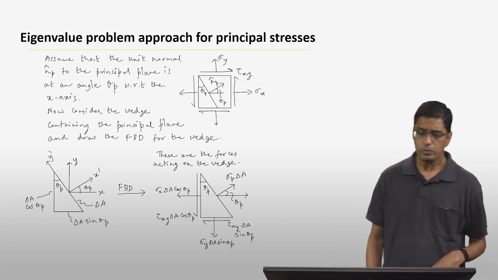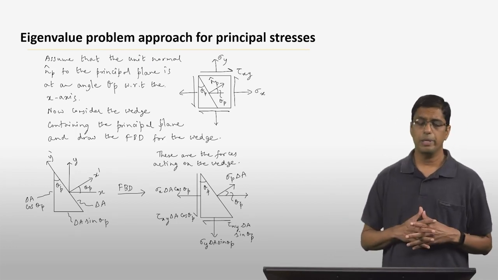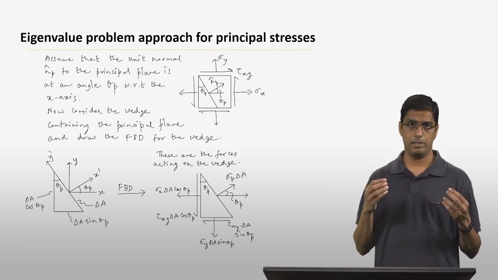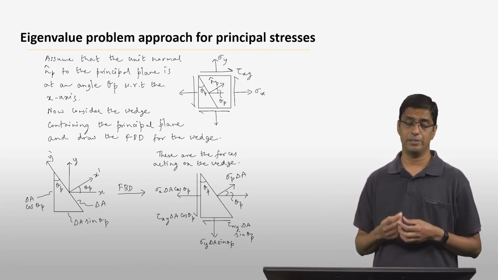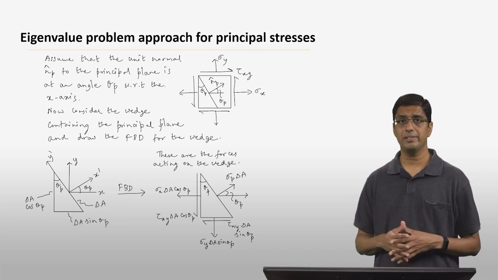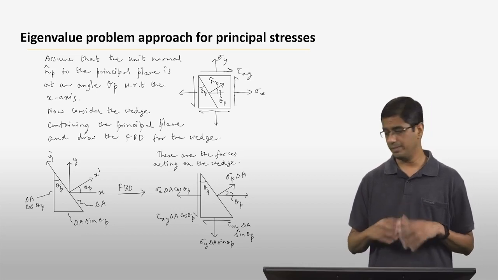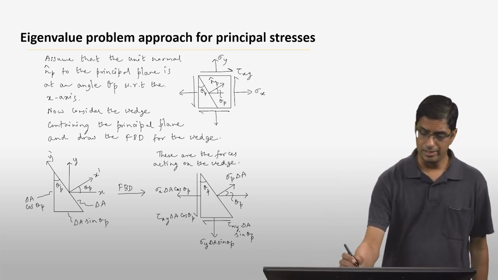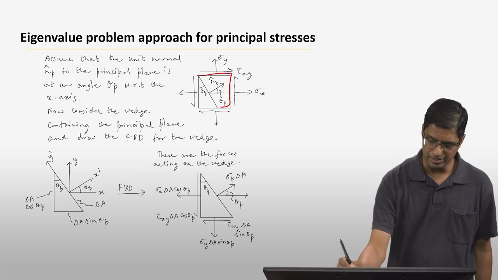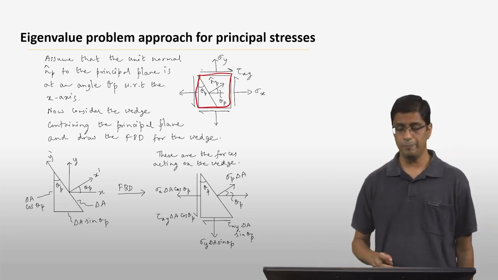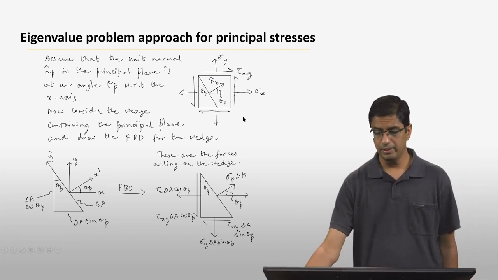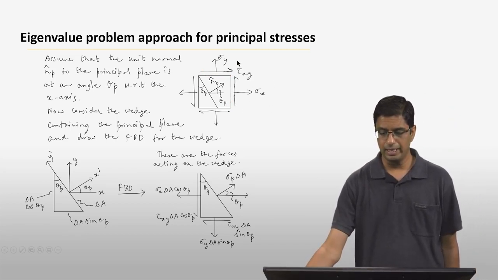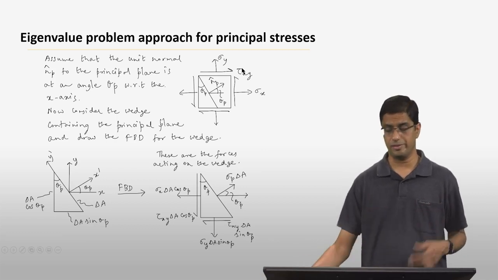To show that finding the principal stresses and principal directions is equivalent to finding the eigenvalues and eigenvectors of the stress matrix, we again start with something very simple. We look at the stress state at a point. This is the stress square or the stress cube. And the stresses on this stress cube are given. So it is sigma x, sigma y, and tau xy because we are looking at a 2D stress state.